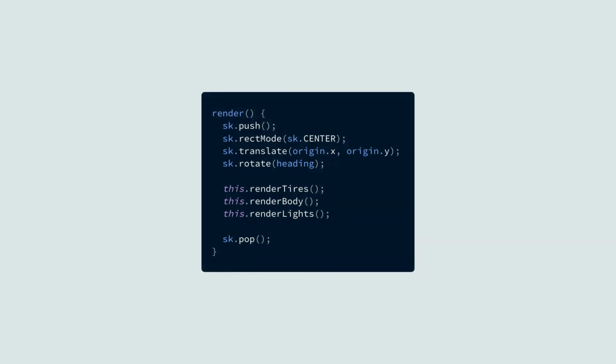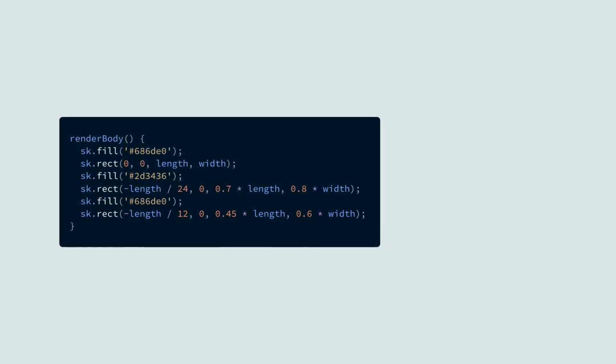To render the car, we will move the canvas origin to the car origin so we can work in relative coordinates. We'll start by rendering the tires, then the car body, and the car lights at the end. So the order is important here, since if you decide to render the body, then the tires, for example, tires will be drawn on top of the body.